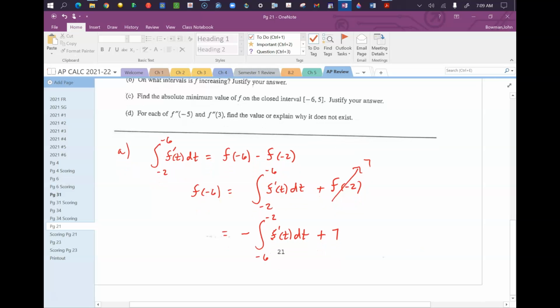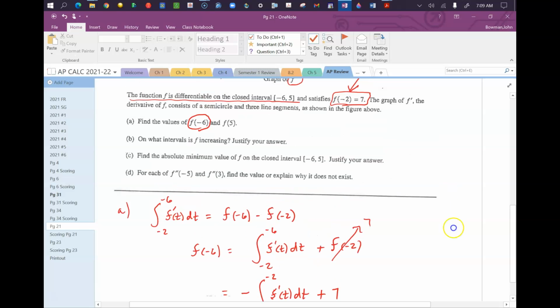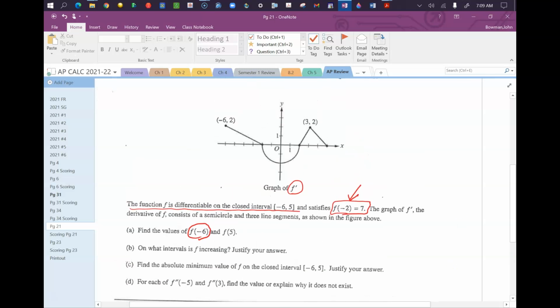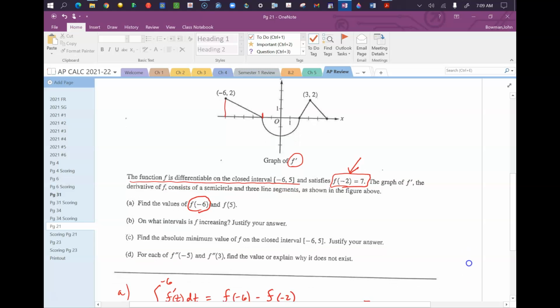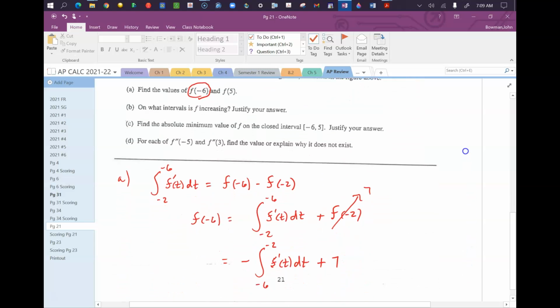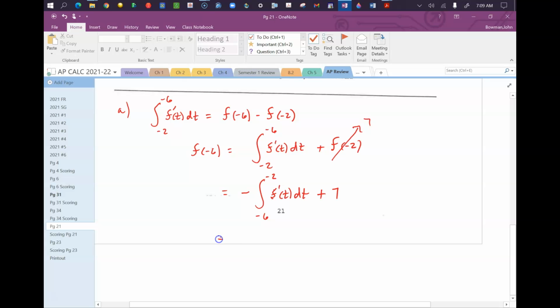So we're going to go up and figure out what the integral of f prime of t from -6 to -2 is. Well, from -6 to -2, right here, we basically have a triangle that's above the x-axis, so that integral is going to be positive, and we're just going to use 1/2 base times height and throw a negative in front of that. So -1/2 times the base is 4 times the height is 2, add the 7 to that, and if we simplify that, we get 3.